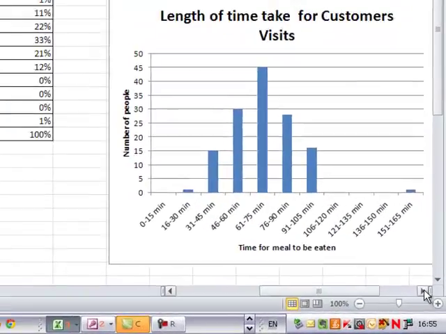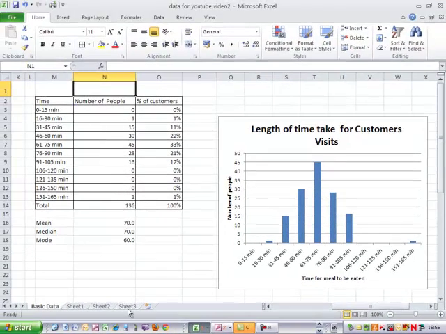So there we have the averages. The mean, 70 minutes, the median is 70 minutes, and the mode is 60 minutes. You can see, however, there is one outlier. Right at the very end of the chart, 151 to 165 minutes, there's a customer that took much longer than the others. We would call this person, or this value, an outlier because it's outside the normal shape of the results.